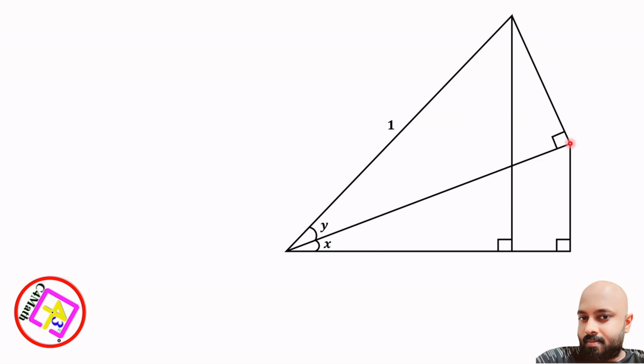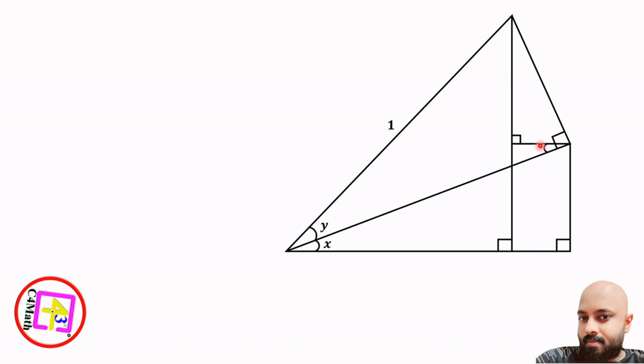Next we can draw from this point one perpendicular to this line. It will come like this. Okay. Then next we know this angle x. Then we are going to find this angle. Then this angle also x.